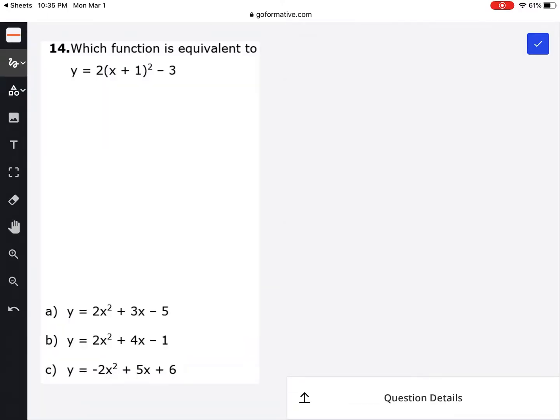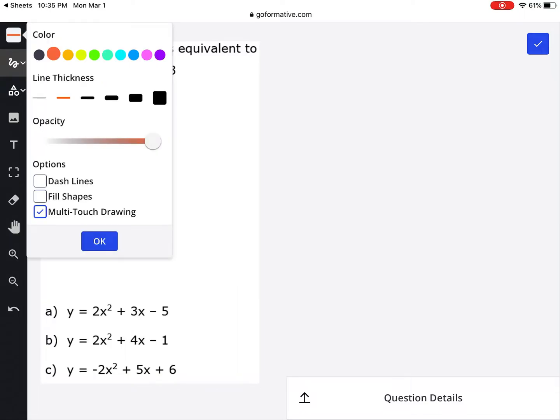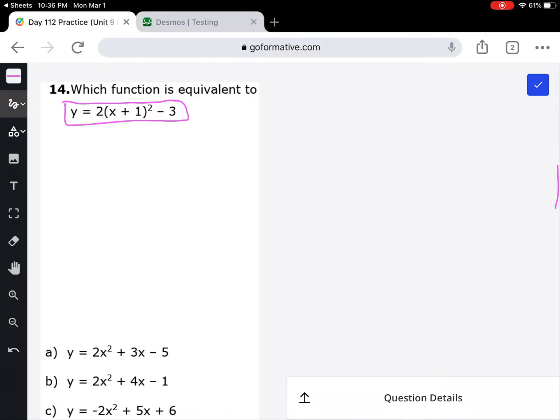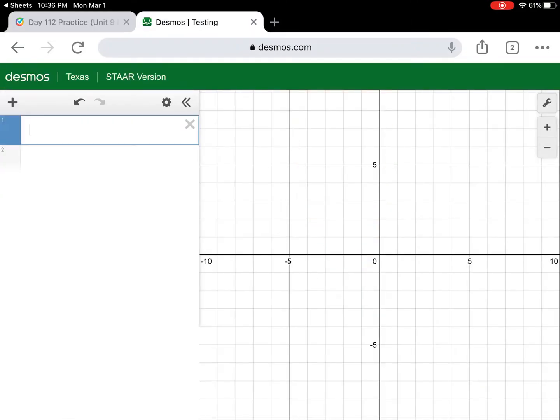Next, these are really easy. Anytime you see the word equivalent, so we learned how to solve this by hand, where you double distribute, multiply, subtract. But we can also do, if it ever says equivalent, this is the common phrase of STAR testing, which function is equivalent to. So what I'm going to do is go to Desmos, and I'm going to type in this first one. Y equals 2 parentheses x plus 1 squared minus 3.